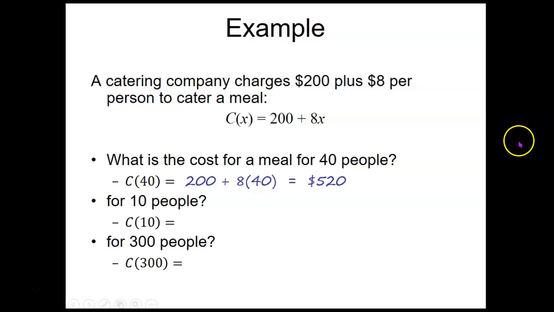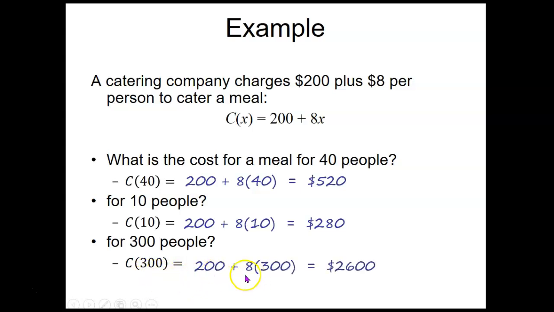What's the cost to cater a meal for 10 people? That is, what is C of 10? So if I put in 10 for X, 200 plus 8 times 10 is 280. What about for 300 people? C of 300 would be 200 plus 8 times 300, which, when you do the calculations, works out to $2,600.